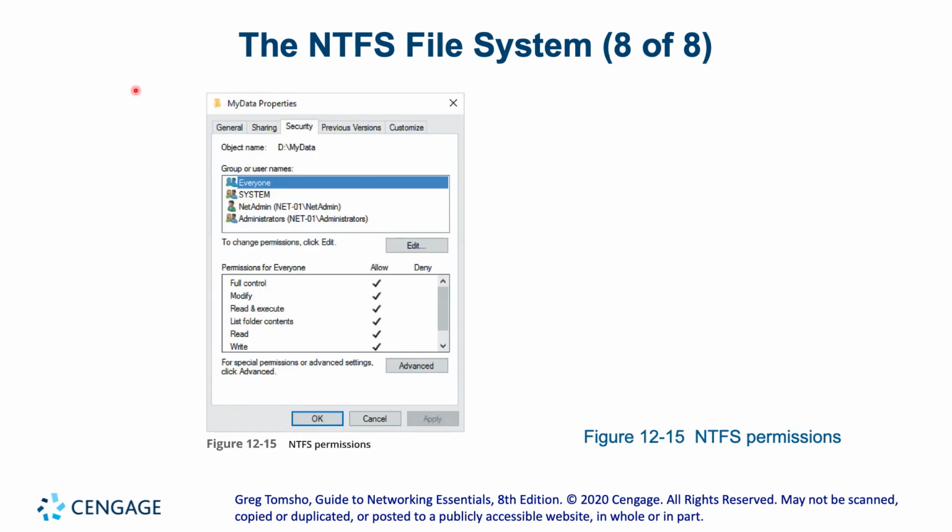Here's an example of the NTFS file system permission system. So here's the group at top called everyone, and that group has full control, modify, read and execute, list folder contents, read and write to the folder called my data. As we click through the dialog box, we click different users, those permissions will change.